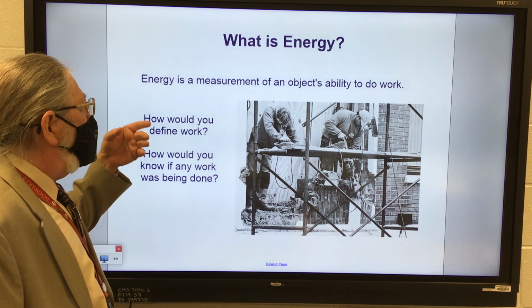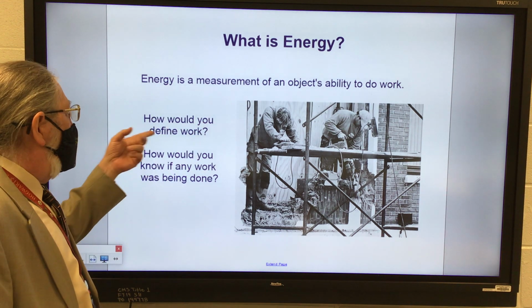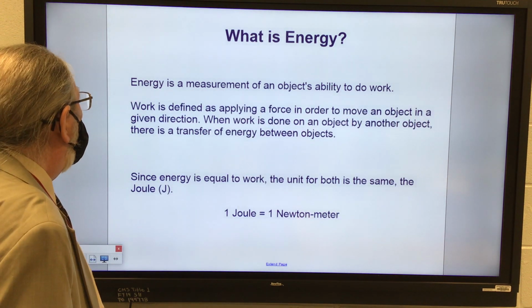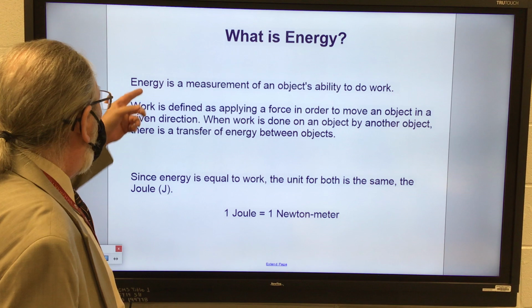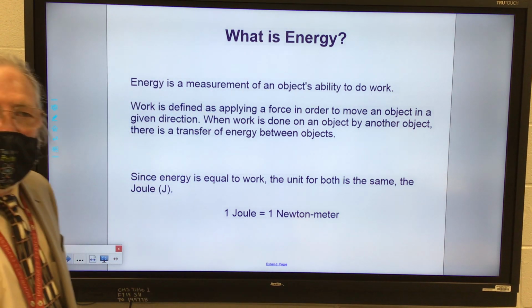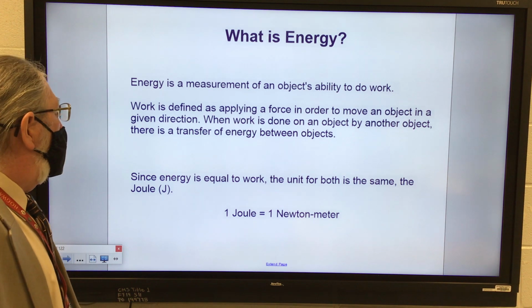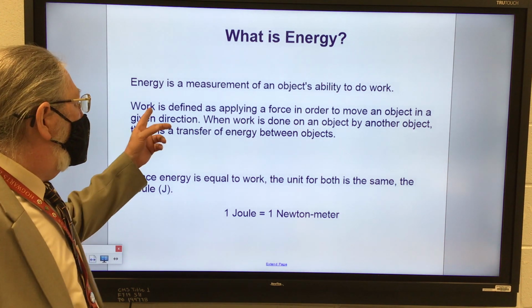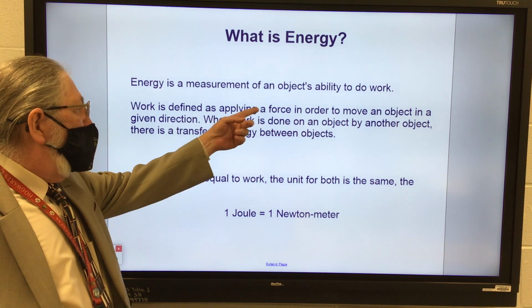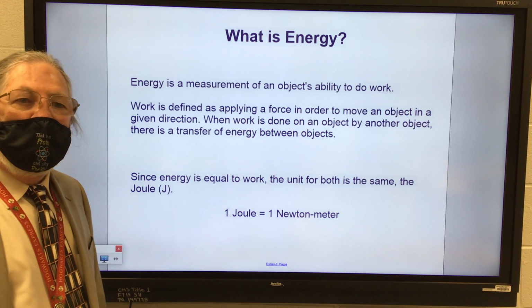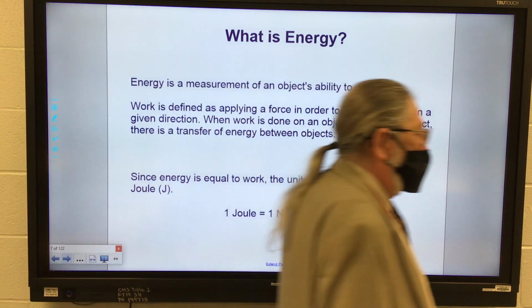So essentially, energy is a measure of an object's ability to do work. We have to define work, and we're going to define energy first. So again, energy is a measure of an object's ability to do work. And work is defined as applying a force in order to move an object in a given direction. Let me show you some work.